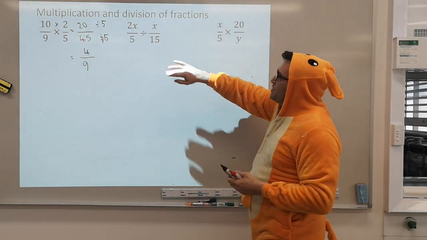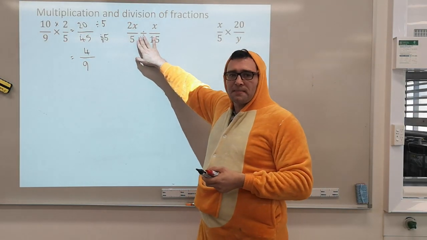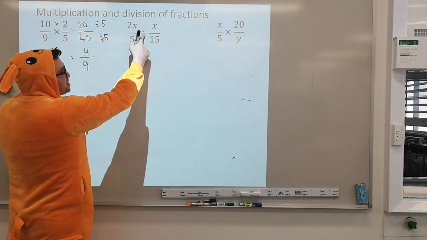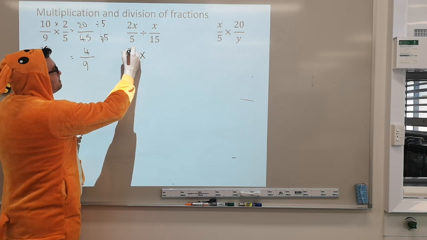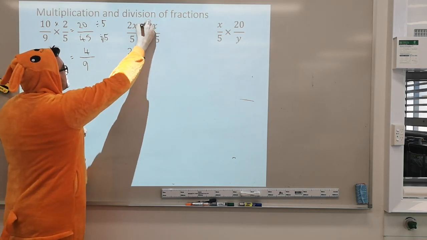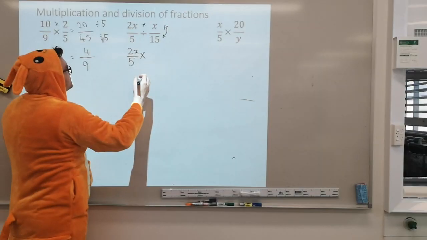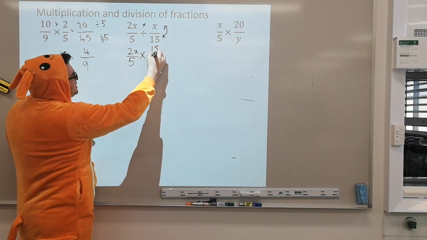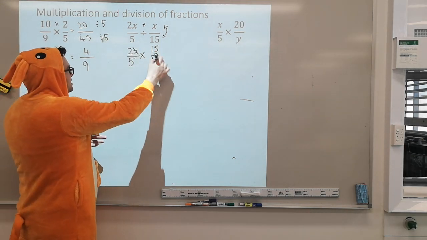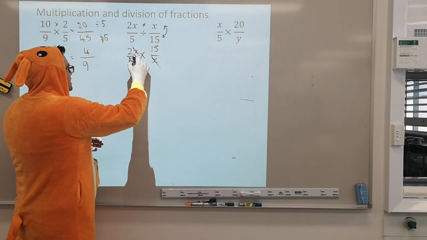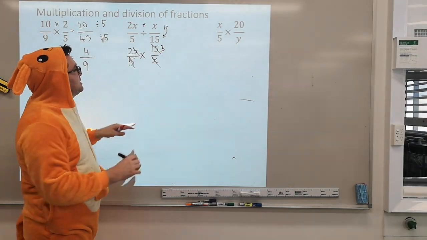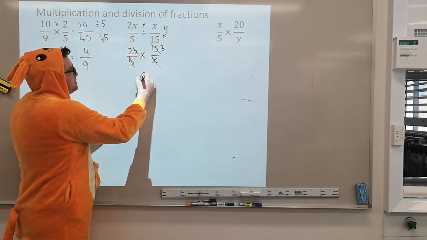Our second one, we've now got divide. And remembering, keep, change, flip. So we're going to change our divide to a multiply. And then we're going to flip. So we'll end up with 15 on x. Here we can look at, well, we can cancel our x's. We can cancel our 5, 15 becomes 3. So 15 divided by the 5 is 3. So we're going to have 2 times 3 is 6.